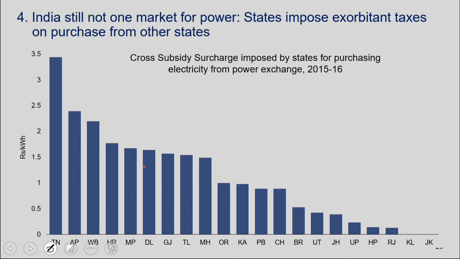Yeah, question for you. So it's not against interstate, it is even within state the same thing is there, as you have mentioned, that it is to maintain the cross subsidy rather than to discriminate against another state. Even from within state, if you purchase, you need to pay this.